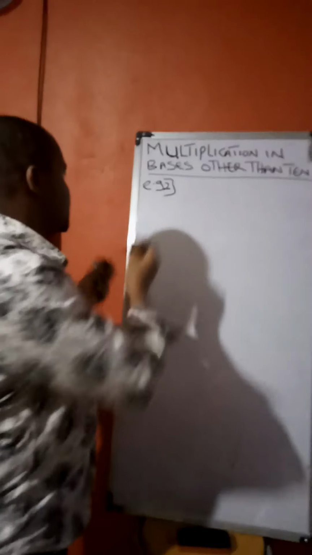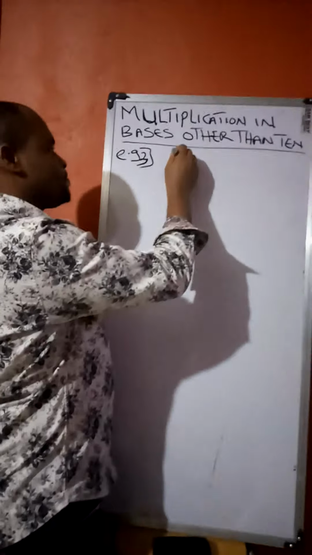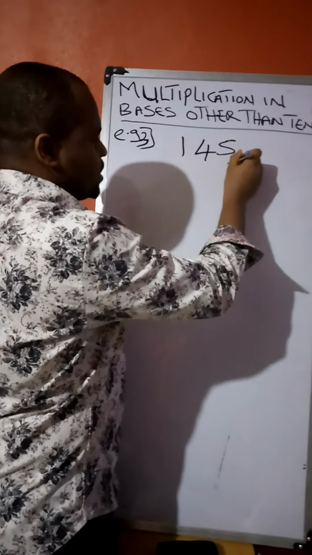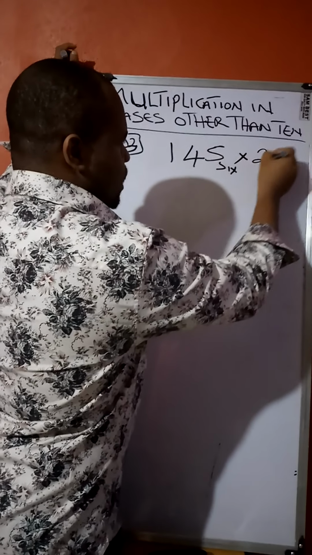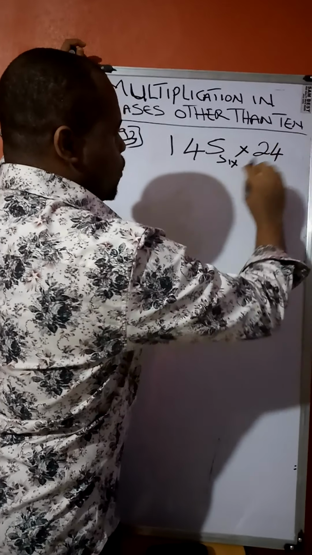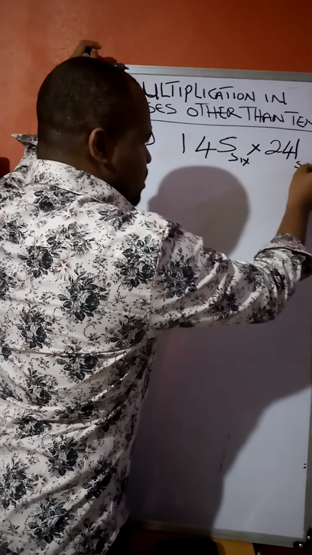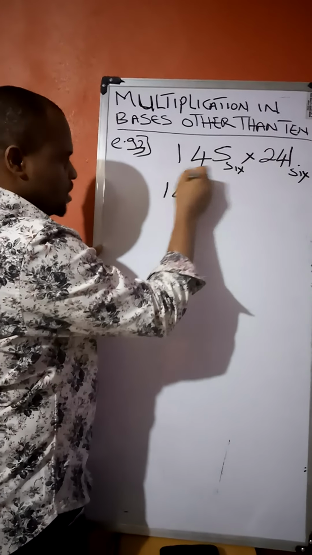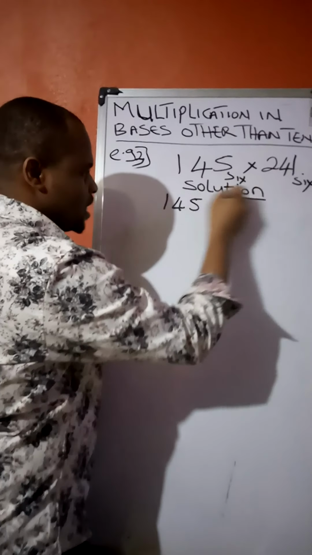Alright, Example 3. Let's work in base 6 this time. Let's have 145 in base 6 multiplied by 24. Okay, let's even have 3 digits this time in base 6. Let's see how far we'll go with this. 145. Sorry, don't forget you always write your solution, especially for our ex students.